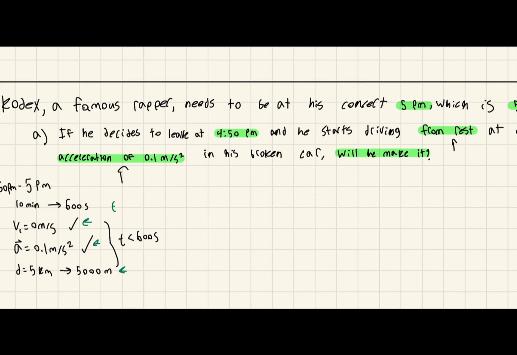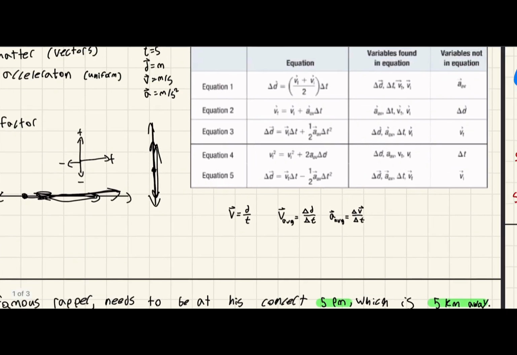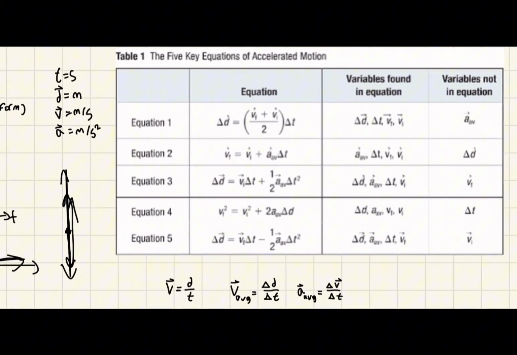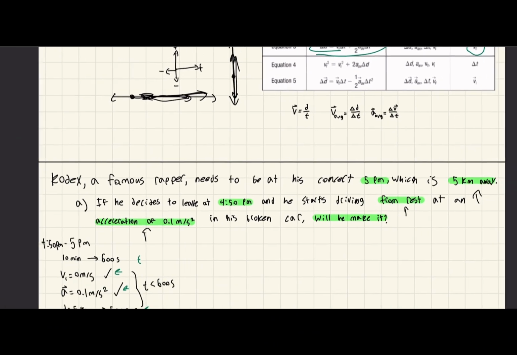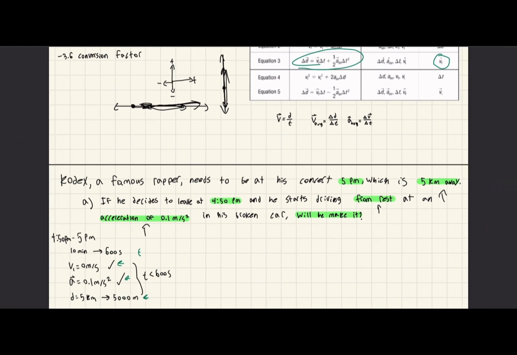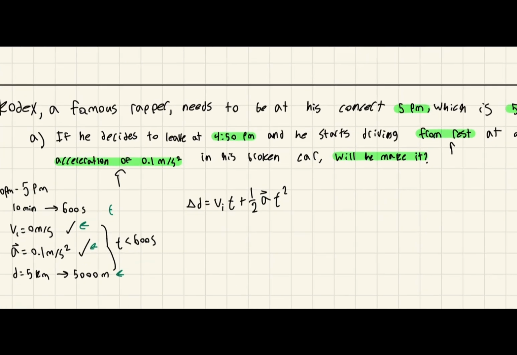The one we don't have is final velocity. Let's look at which equation that's going to be. The one without final velocity is right here. So let's go ahead and use this equation. The equation we're going to be using is the change in displacement equals the initial velocity times the change in time plus 1/2 the acceleration times the change in time squared.